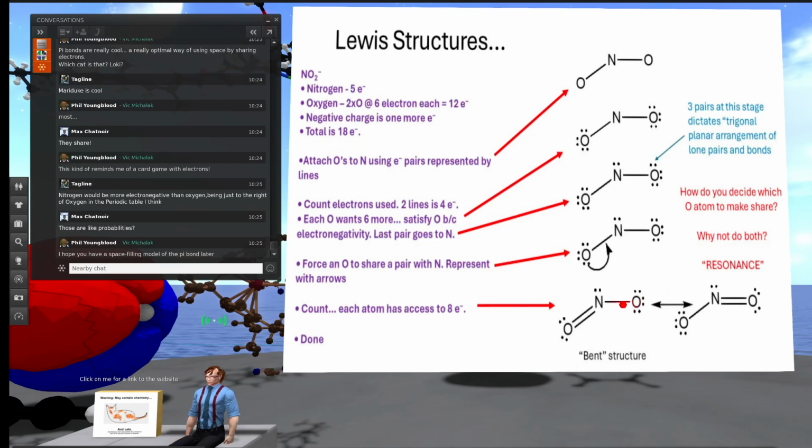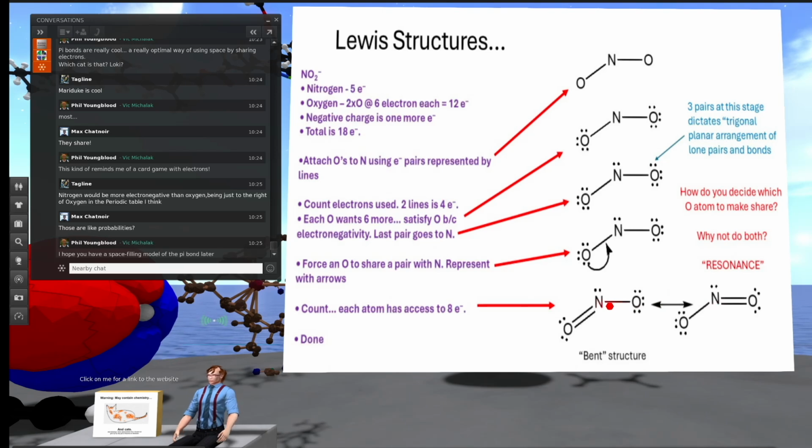And in fact, the true structure of NO2 minus, this is nitrite, occurs naturally in bacon, by the way. It helps make the bacon a bit carcinogenic. I love bacon. So it's not bothering me.